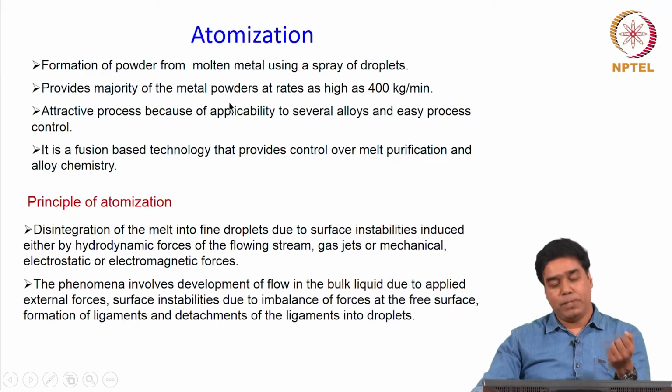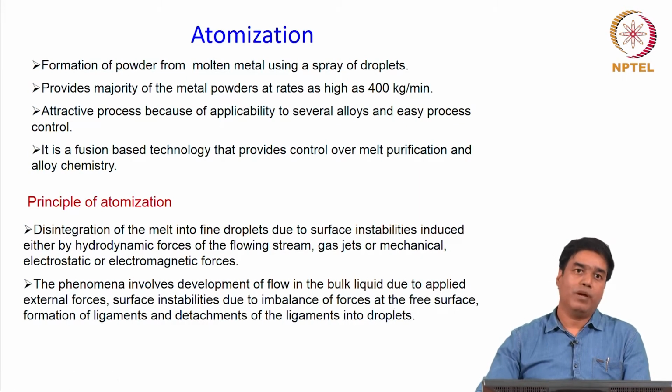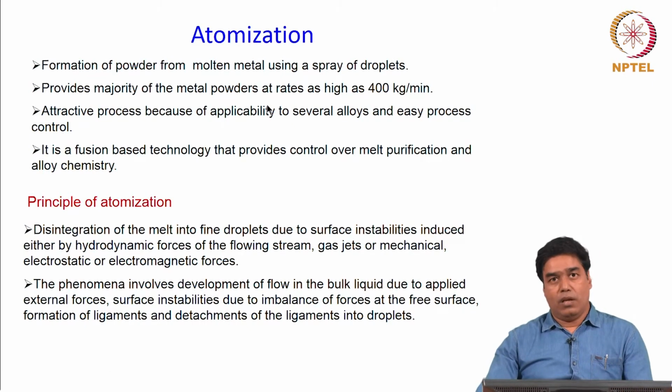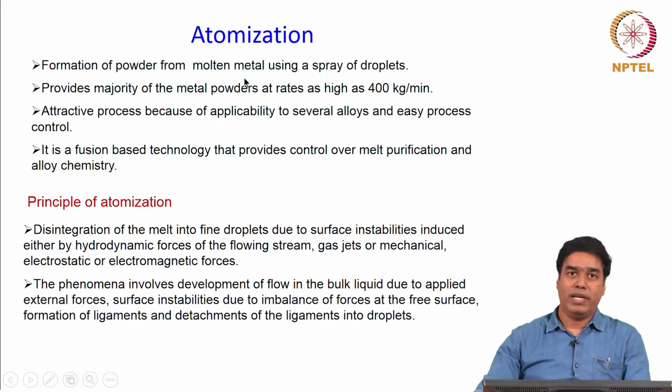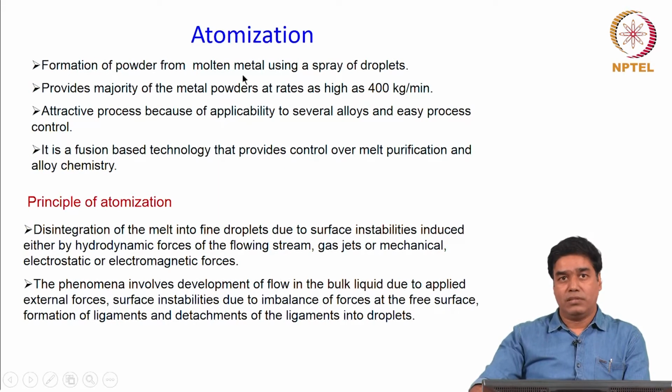So, as I said, this is formation of powders from molten metals using a spray or droplets. Okay. And this is a process which actually provides the majority of metal powders, because this can produce metal powders at very high production rates, such as 400 kilogram per minute. So, the production rate can be as high as that, and that is why this is one of the most commonly used methods to make metal powders on a large scale.